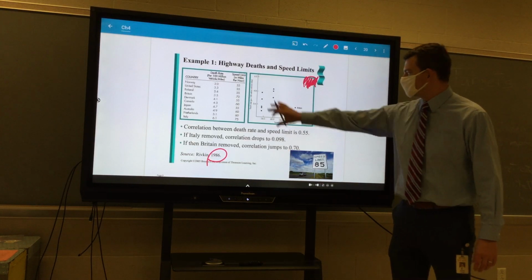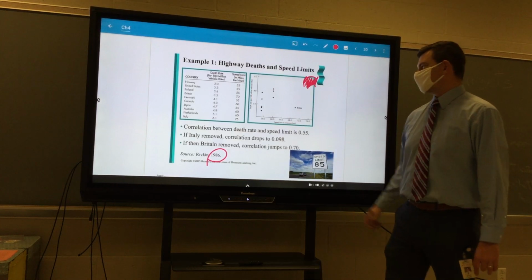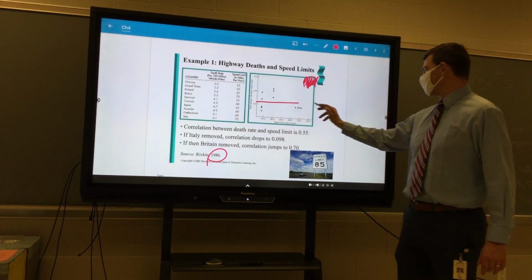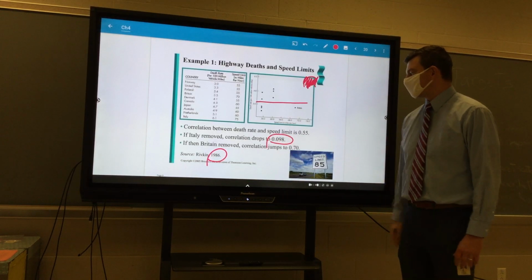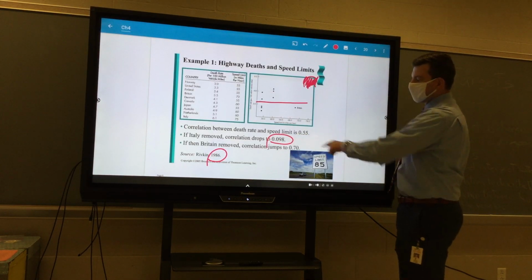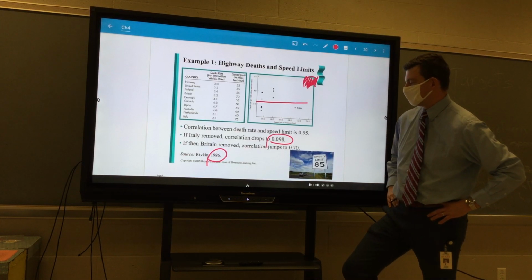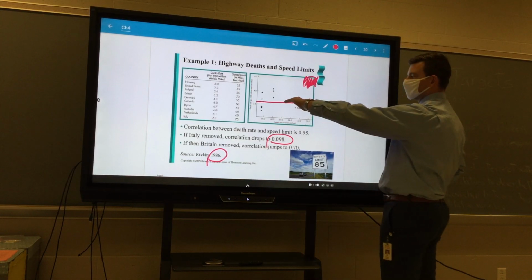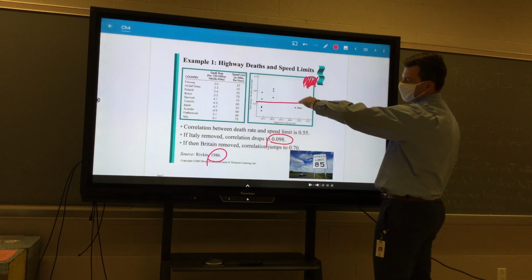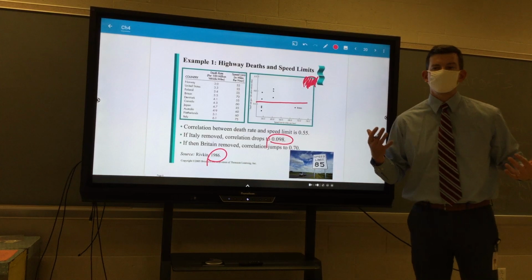Now, most of our points are right here, and then Britain's right there. This is a tough one. Okay, maybe you get a slight positive correlation there. If we take Italy out of the picture, that correlation drops to 0.098, just barely above 0. So we have almost a horizontal line. It has a slight positive slope to it, but that's really not descriptive of any country.